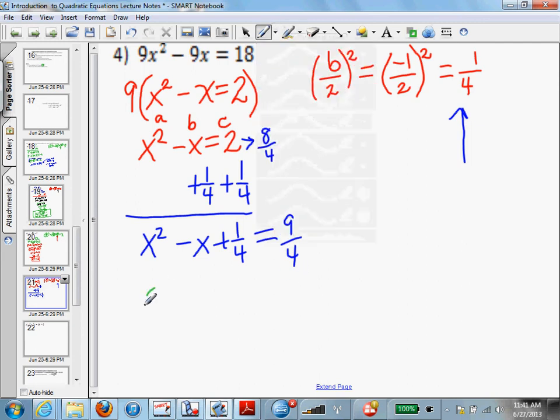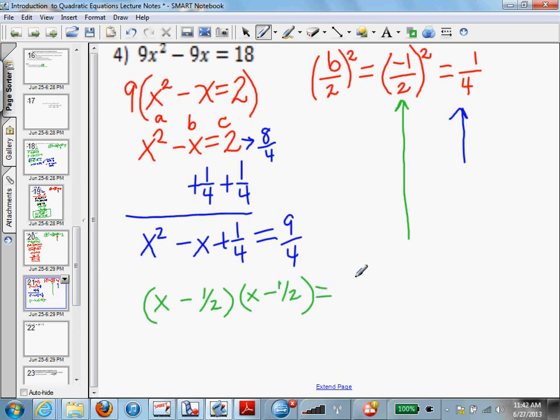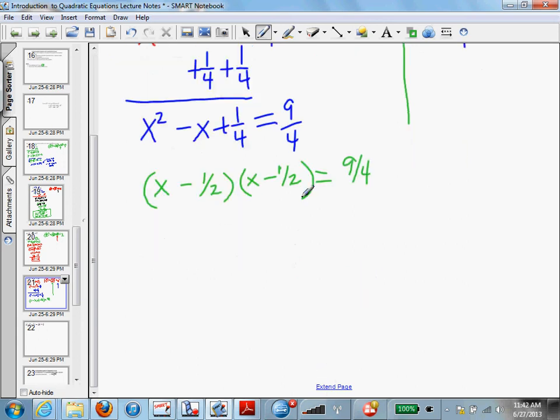Now, let's rewrite this left side as 2 binomials, and remember we actually want to use this as the term for each piece. That's x minus 1/2 equals 9 over 4. Notice that you can rewrite this one term as x minus 1/2 squared equals 9 over 4.